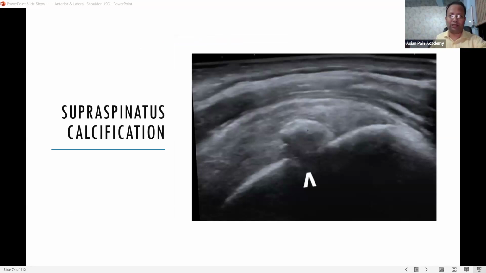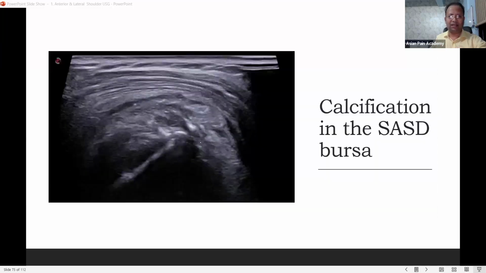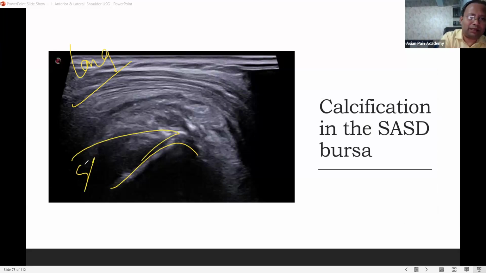Okay, this is calcification in the supraspinatus tendon. I think everyone can understand this is a long axis view, and this is the bird beak type of appearance of supraspinatus. Calcification in the SASD bursa. So it is a bit difficult to understand, but this is also the long axis view. This is also the long axis view, and this is also the supraspinatus area only. Only thing is that here, this is the bird beak appearance, SSP, supraspinatus bird beak appearance.